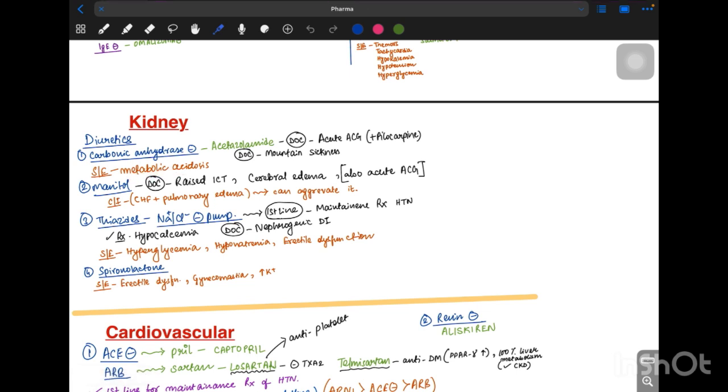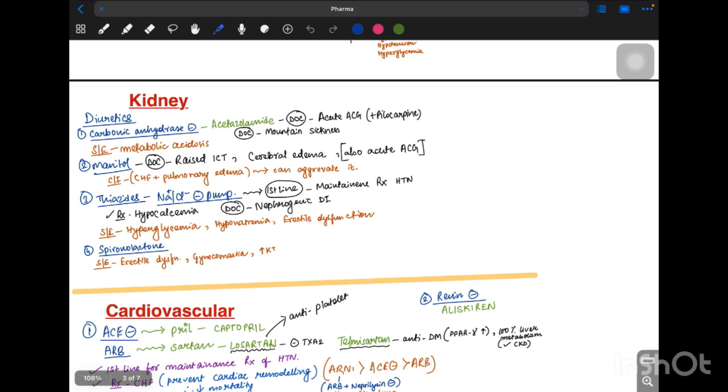Now, the second drug is mannitol. Mannitol you have also studied in ANS. It is used for glaucoma. It is the drug of choice for raised intracranial tension, intracranial pressure. So it is the drug of choice for raised ICT, and also for cerebral edema, and it is used in ACG, acute angle closure glaucoma.